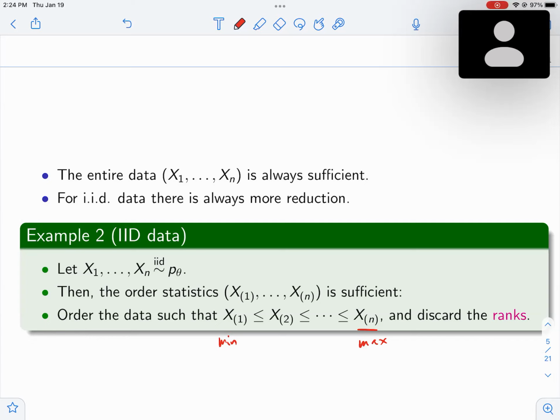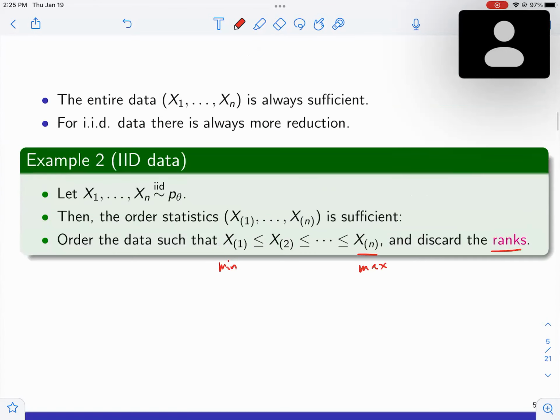And so what we discard is the rank of the data. Okay, what are the ranks? The rank says which one of the original observations had this value. So which one was the minimum? Which one was the maximum? Like the 5th observation was the minimum, the 10th observation was the maximum, the 2nd observation was the second largest or smallest. So the ranks are sort of ancillary. You can discard them and keep the order statistic. Okay. Questions?